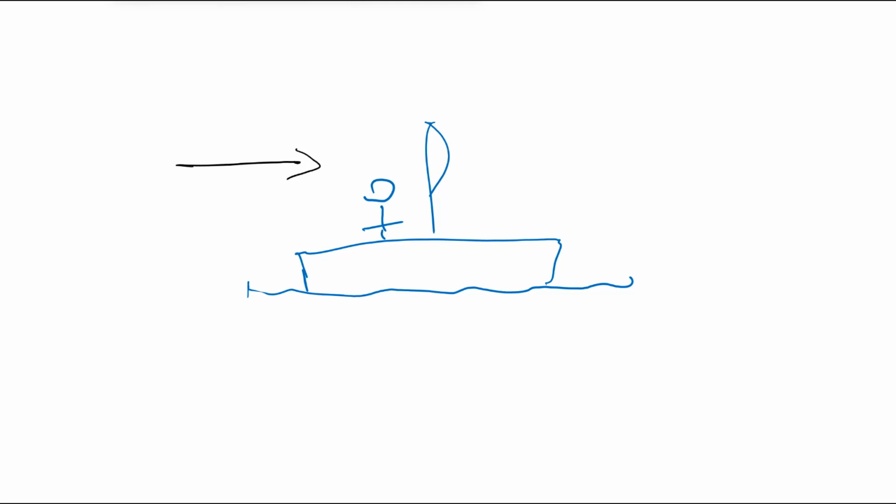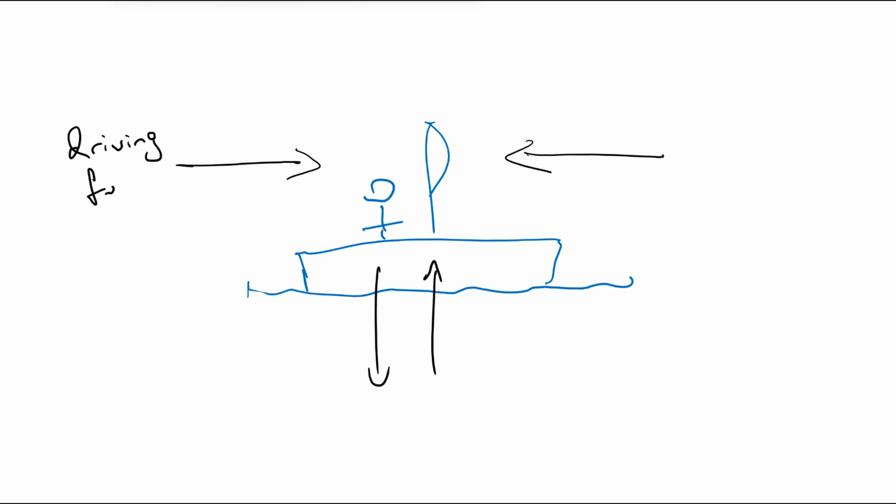We have one going this way, one going that way, one coming down, I'm assuming we know what that one is, and one going up. This is a free body diagram showing the forces acting on a boat. What are these forces? Well, to push the boat along, we have a driving force. I guess the wind pushing in the sail.